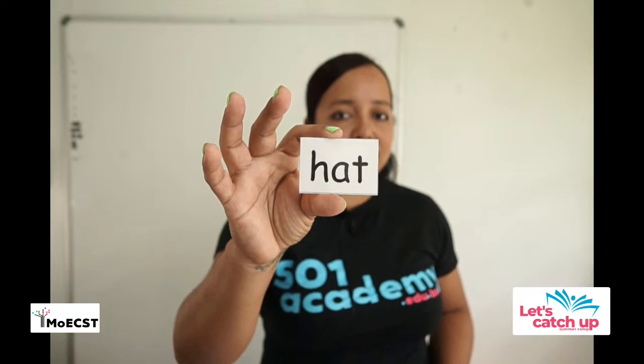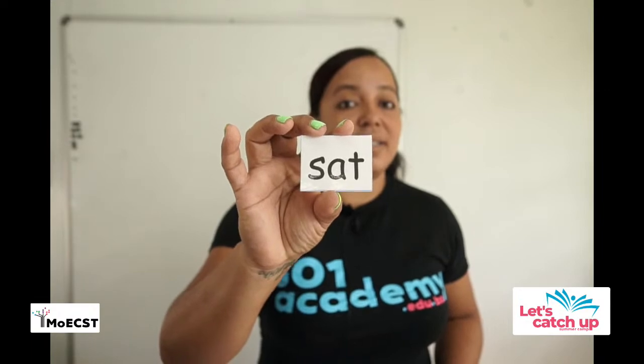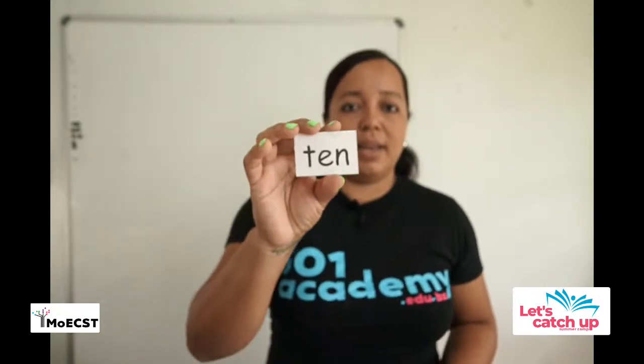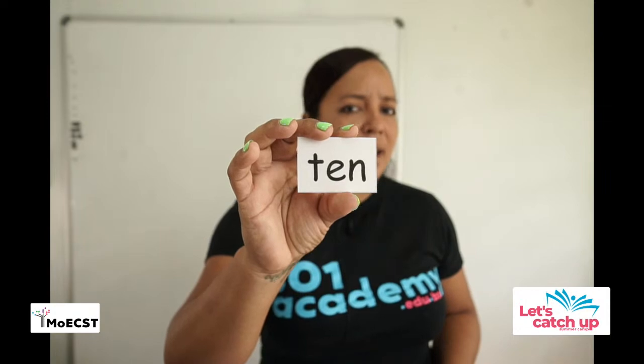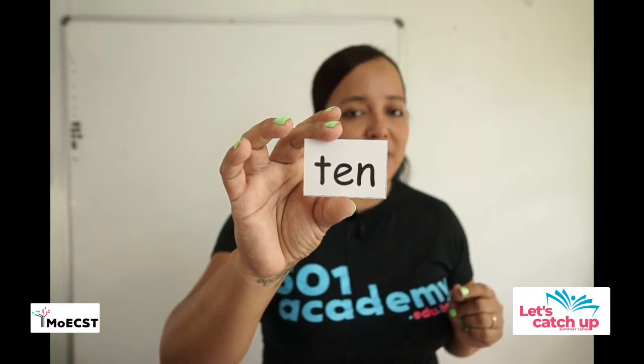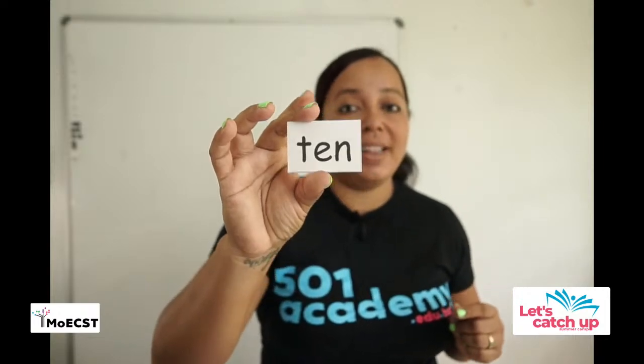We have a next word coming up. Hat. Hat. Net. Net. Sat. Sat. Awesome. Ten. And which is it, at the beginning, the ending, or the middle? Our letter for today, T. It's at the beginning of this word. Ten. Awesome, boys and girls.